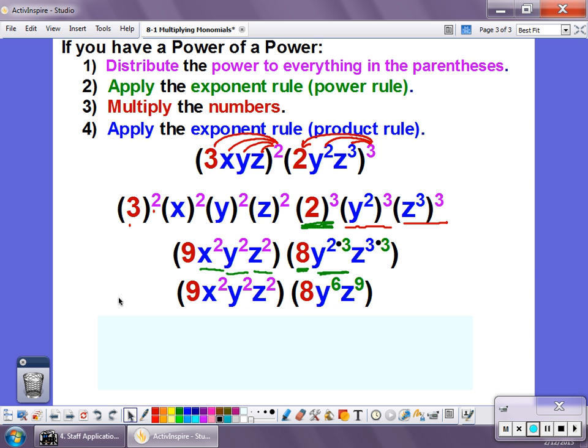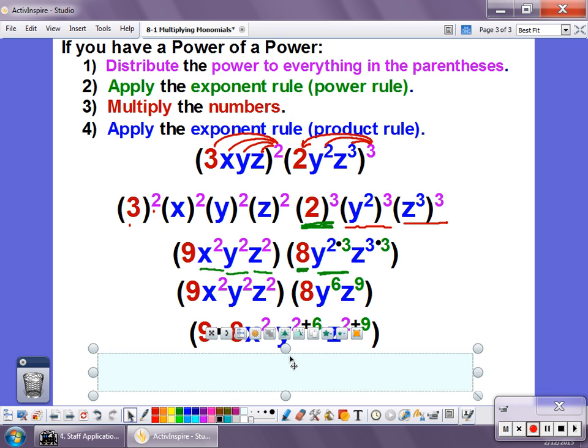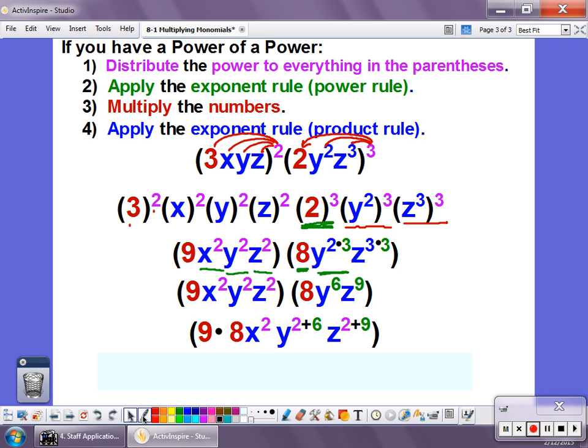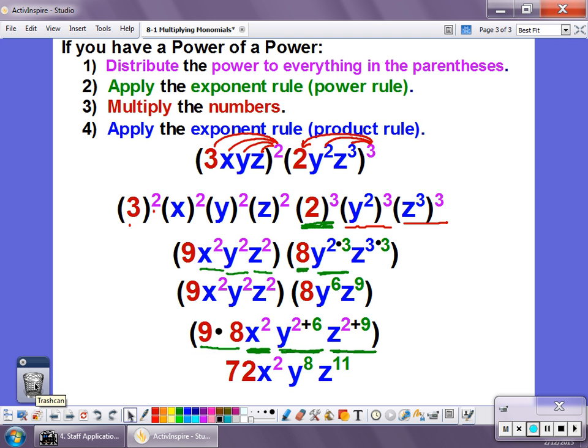And now my last step here is going to be to take all these things that I have and add those exponents together. So I have my two numbers, which I'm going to multiply together, 9 times 8 right here. And then I only have 1 x variable in this one monomial, x squared. And then I had y squared and y to the 6th, so we're going to add those together. Z squared and z to the 9th, so we're going to add those together. And our final answer for this, multiply your numbers, 72, then x squared, y to the 8th, z to the 11th.